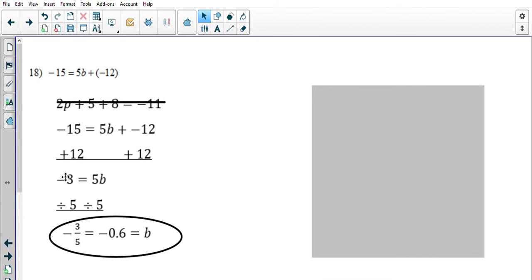-0.6. So actually, if I do a problem like this and I see -3 divided by 5, I know that's just -3/5. But if you divide in your calculator, it's probably going to give you a decimal. Both of these are acceptable answers.